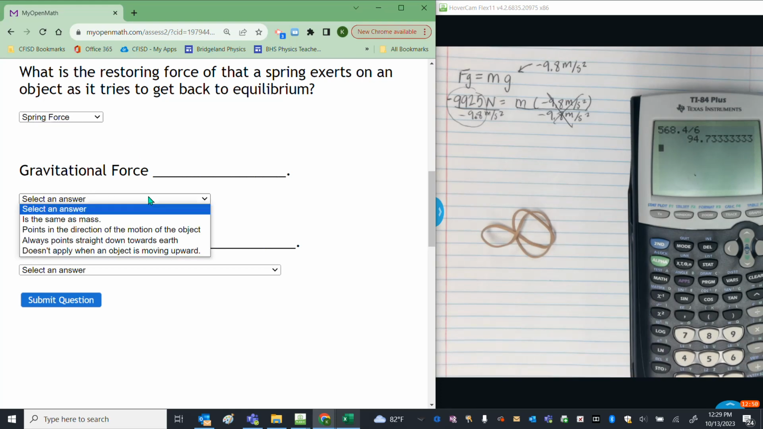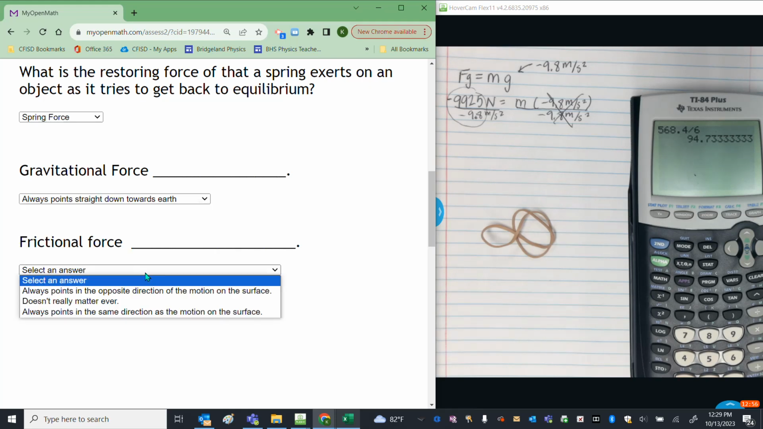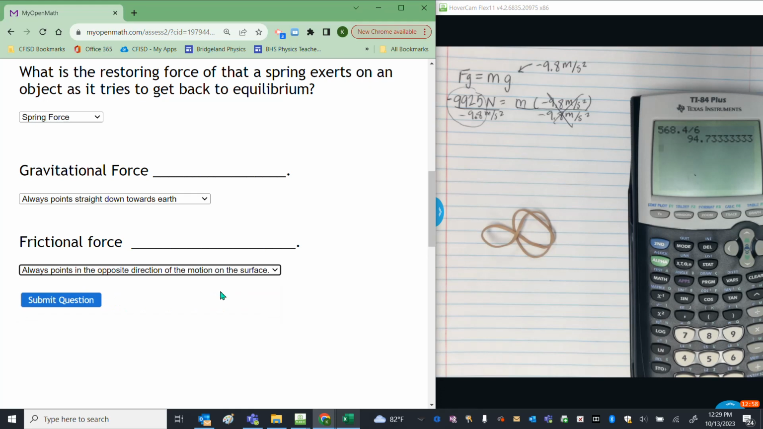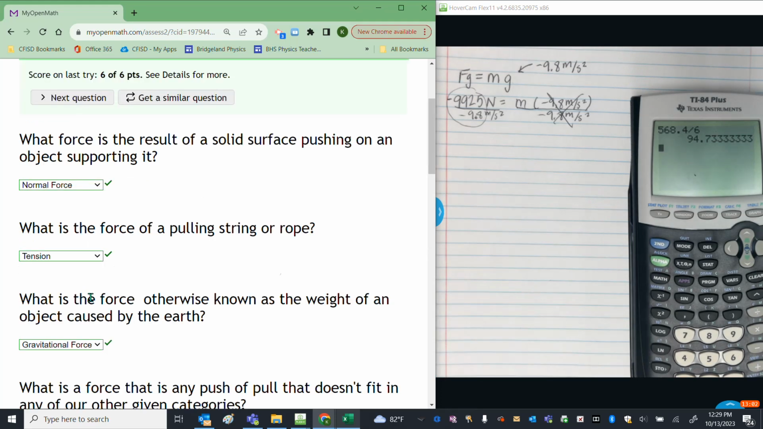Gravitational force always points straight down towards Earth. Frictional force always points in the opposite direction of the motion along the surface. Again, those are just definitions.